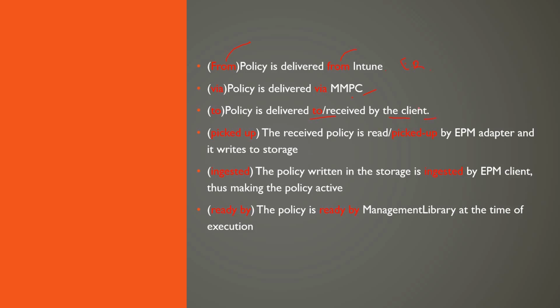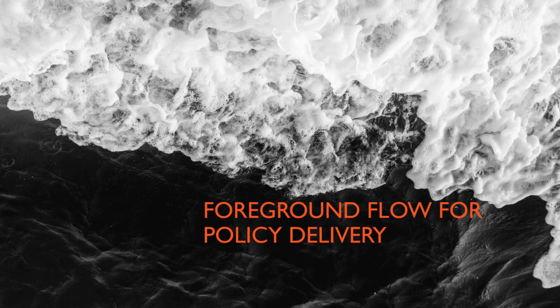Now, the WinDC client writes the policy to a specific namespace, and from that namespace, the EPM adapter reads it and writes it down to the storage of the device. Now, once the policy is written down in the storage, the policy is ingested by the EPM client. Once it is ingested, the EPM policy becomes active, and then it is read by the management library whenever the application is either launched by the end user, or it is automatically detected by the operating system.